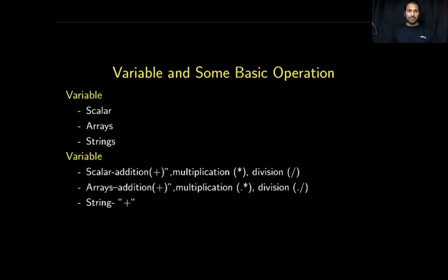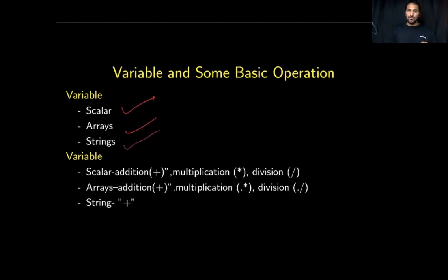Our next topic is variables and some basic operations in MATLAB. MATLAB basically has three types of variable. The first one is scalar, and the second one is array. There are two types of array, horizontal and vertical array. And the third and last one is string.